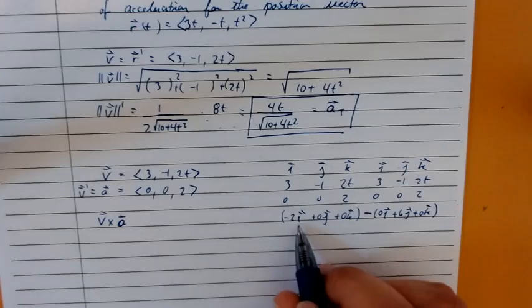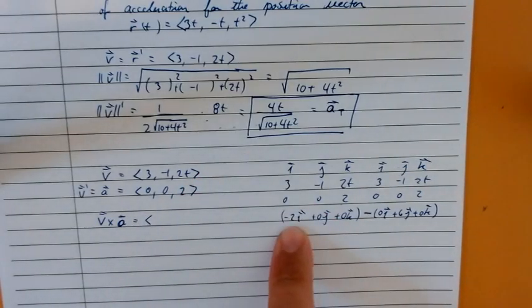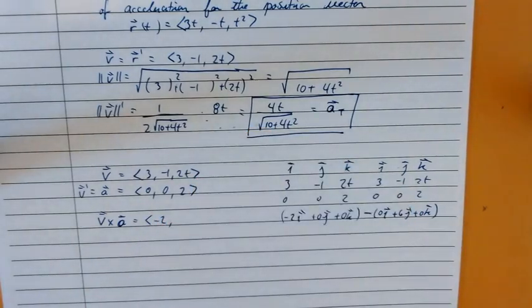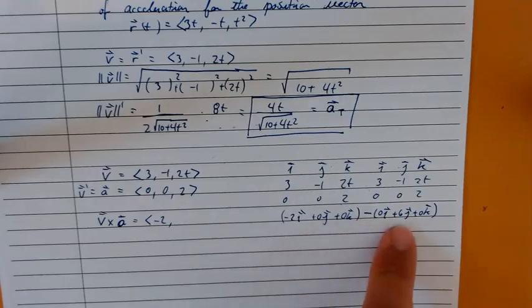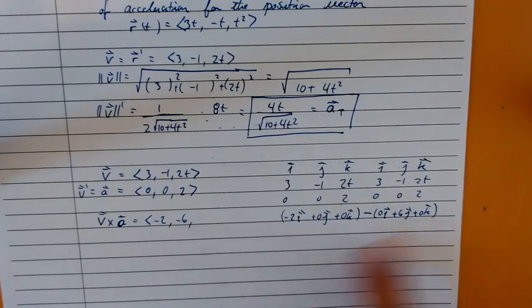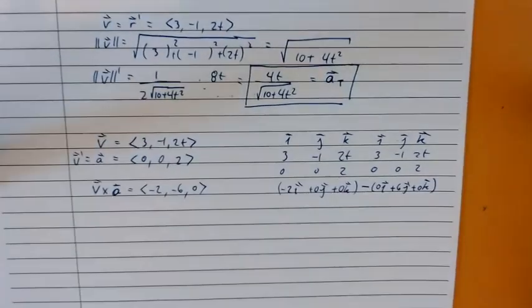So here, the cross product of v and a is going to be, well, minus 2i minus nothing else. Well, that's just minus 2i. My first component is minus 2. 0 minus 6. Okay, my second component is a negative 6. And then 0 minus 0, my third component is 0, like this.